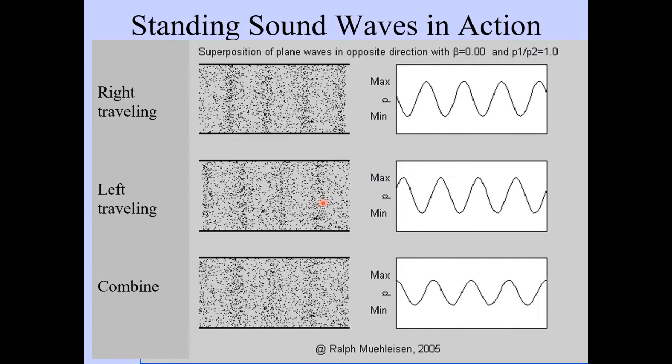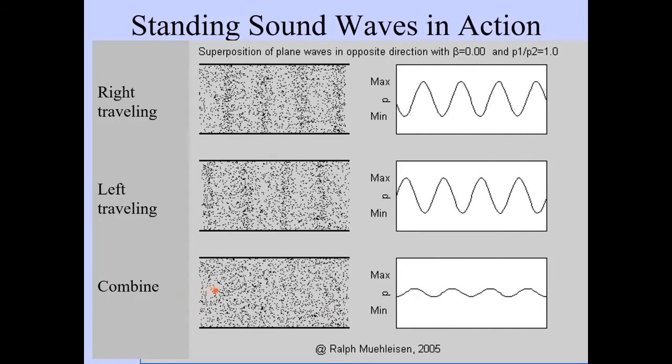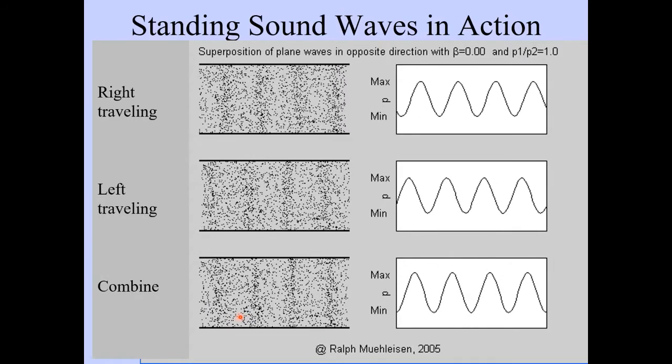But what we actually hear, of course, is the effect of both of these waves superimposed on top of each other. And look what happens when we combine them. We get a standing sound wave. Notice these regions of nodes and antinodes don't change position. They just alternate high and low, as is shown down here. So this is an example of a standing sound wave.